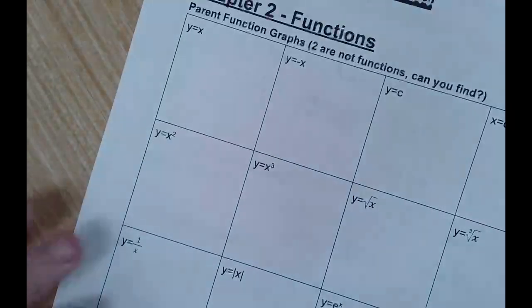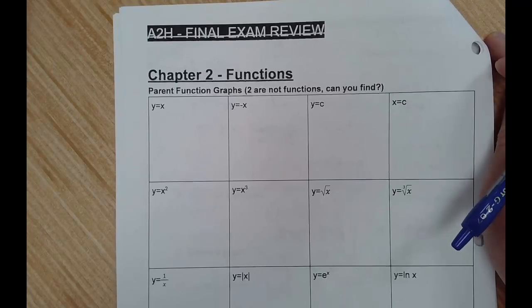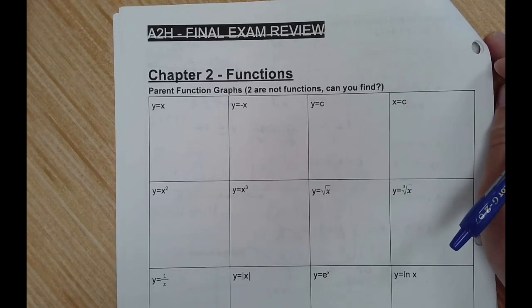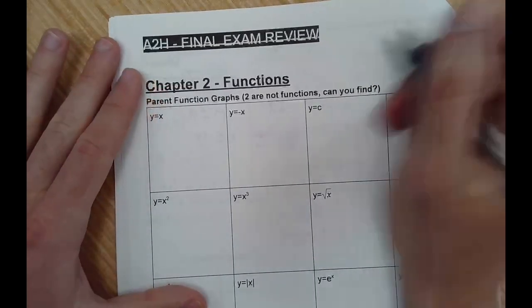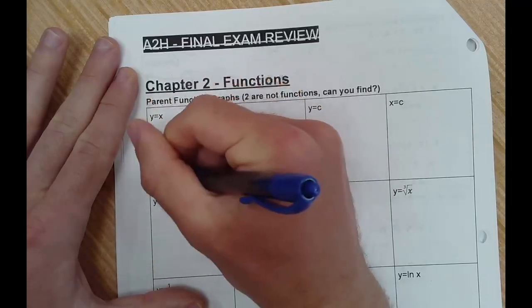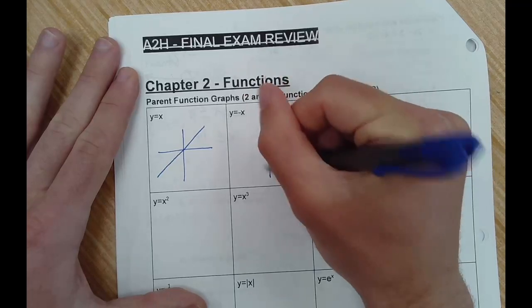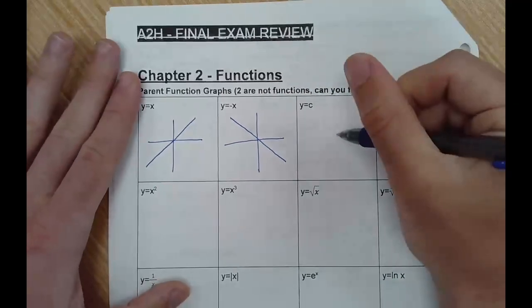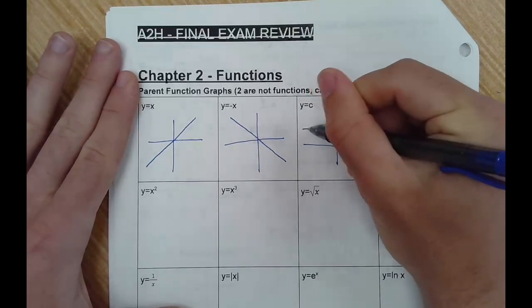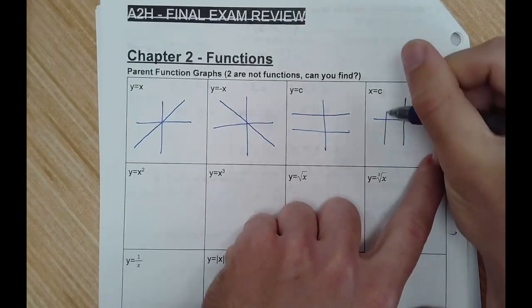Good. All right. Okay, chapter 2, functions. So these are the parent functions. Two are not functions. Can we find them? So let's make sure we're familiar with these. Y equals x. Should be pretty straightforward. Just a line with slope 1 going through the origin. Y is negative x. See, you can do these without me doing it, right? Line through the origin, slope of negative 1. Y equals c. That is just a horizontal line. X equals c. That's just a vertical line.